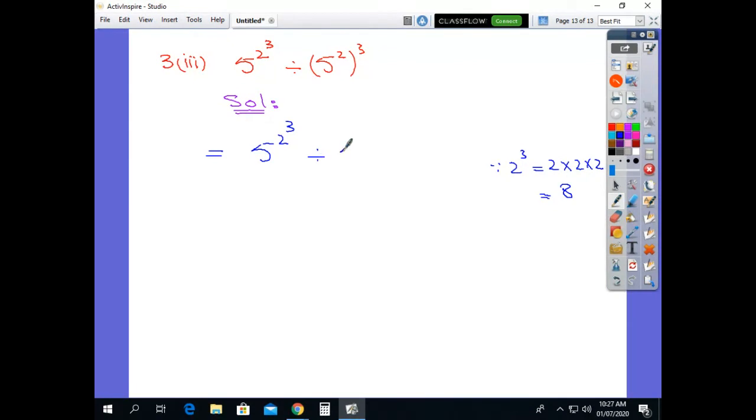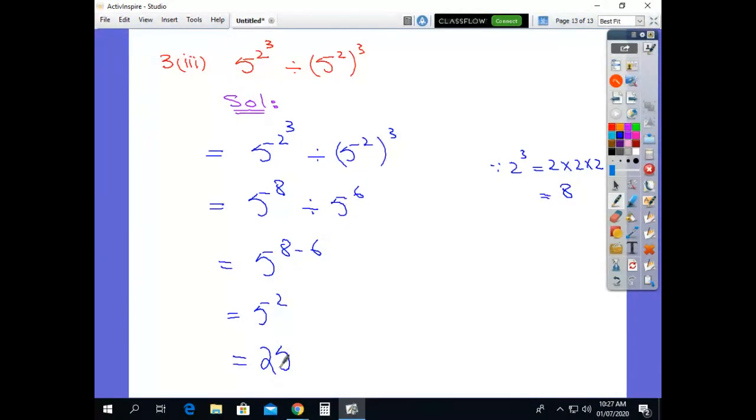Okay. Now we have 5 raised to power 2 into 3. Here we multiply these powers. After taking 2 raised to power 3, we have 8, and after multiplying 2 with 3, we have 6. There is a division sign in between them. In division, what do we do if the bases are the same? If the bases are the same, then we subtract the powers. It becomes 5 square, and 5 square becomes 25, because 5 into 5 is equal to 25.